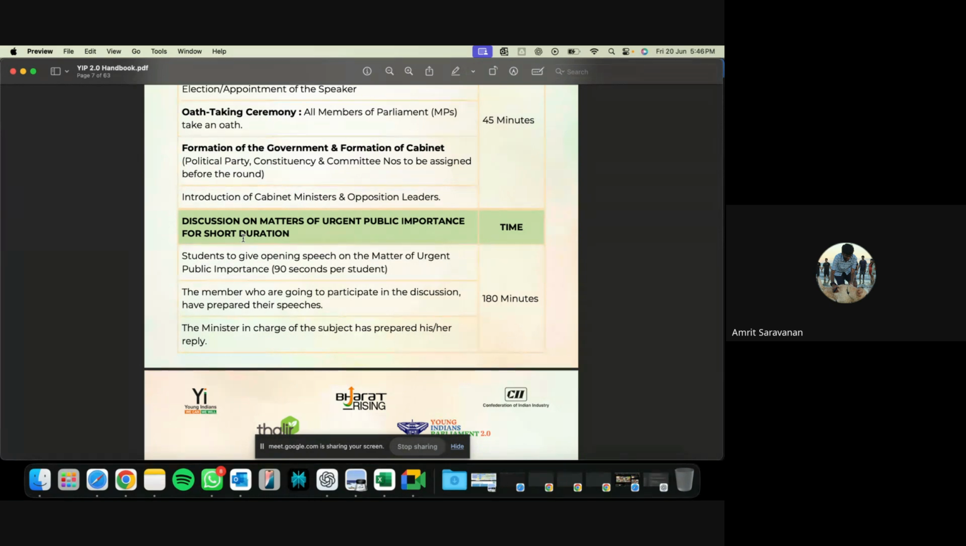we will start the discussion on matters of urgent public importance. So what this is essentially is that we will give all of you students around 5 to 7 very broad topics. For example, state of education in recent times in India.